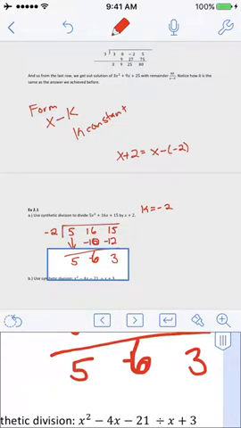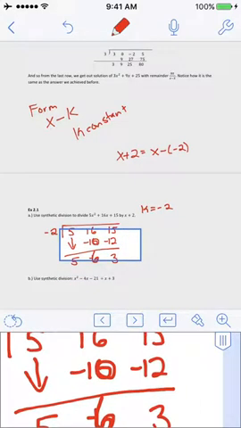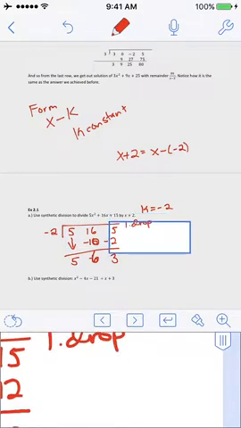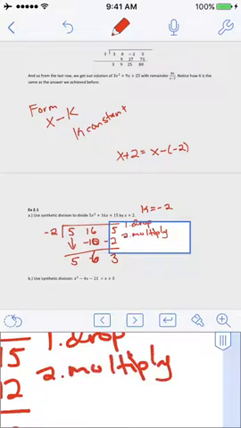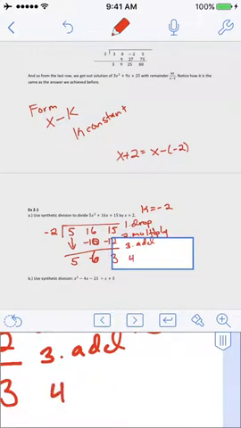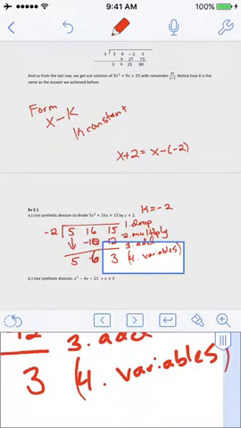And we end up with these 3 numbers. And those 3 numbers end up winning the game. So our game, synthetic division, goes: first, drop the first number. Second, multiply. And the third is to add. And you repeat that over and over until you run out of numbers to play the game with. The fourth step is to finally put the variables right back in. That's the fourth thing you need to do for the problem, though it doesn't really go with the game.